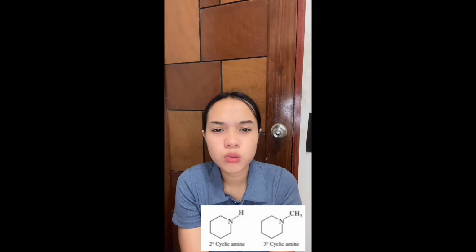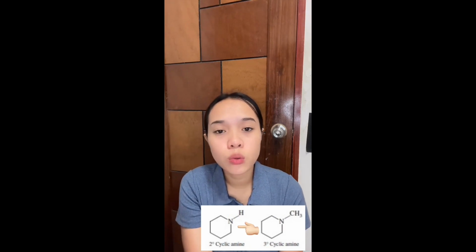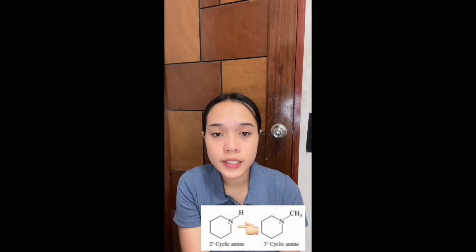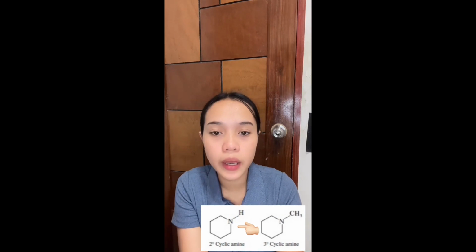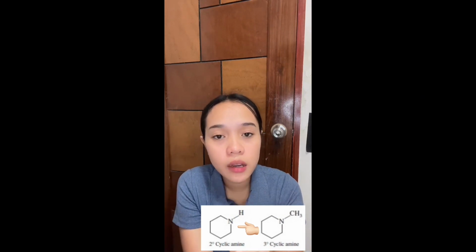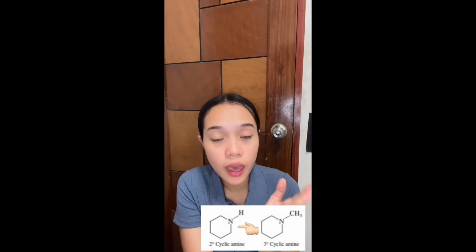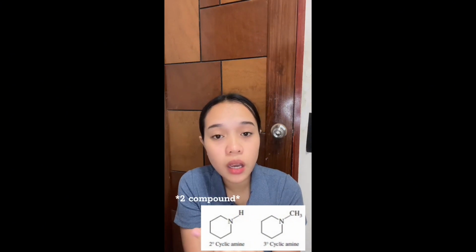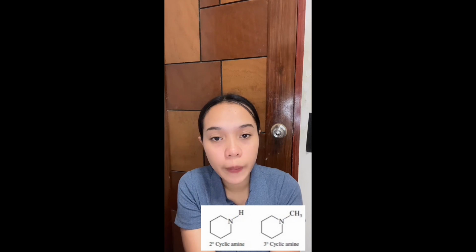So next is makita niyo diha sa screen. So nganong 2 cyclic amine man siya. So kani siya is secondary amine kay ano man na N which is the nitrogen and then H is the hydrogen. So tulo man siya ka compound. So ibutang na to 2 cyclic amine.